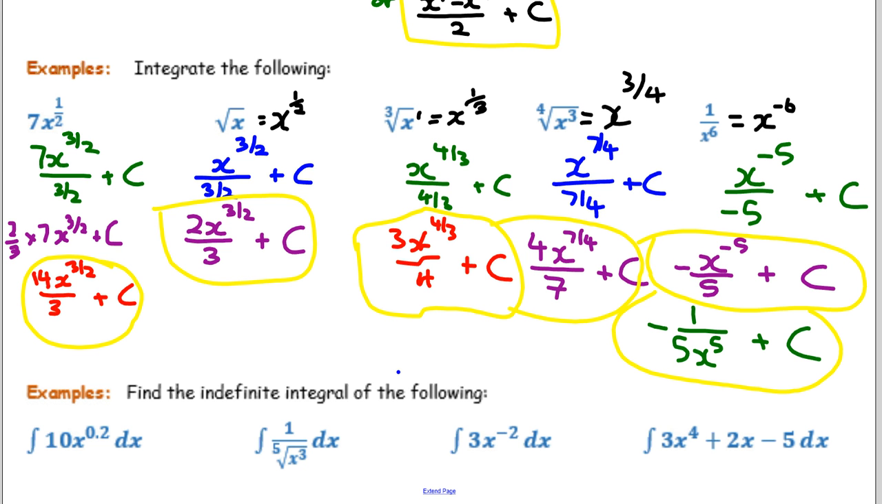And in the textbook they might have written it as C minus 1 over 5x to the 5. Because sometimes textbooks don't like, if there's a positive and a negative, the negative at the front. It's not as nice to look at, that's all. It's just more awkward.